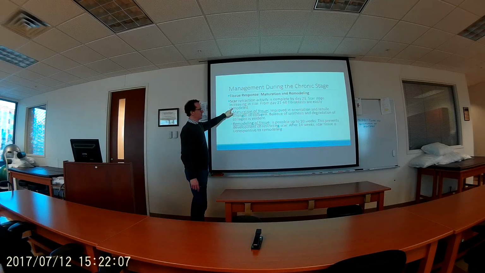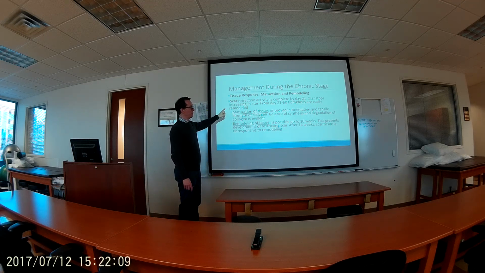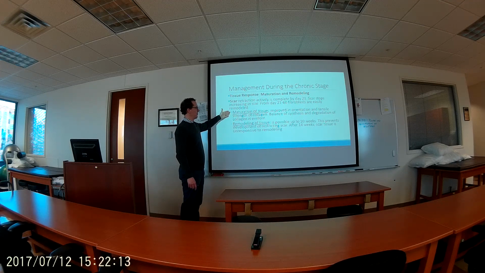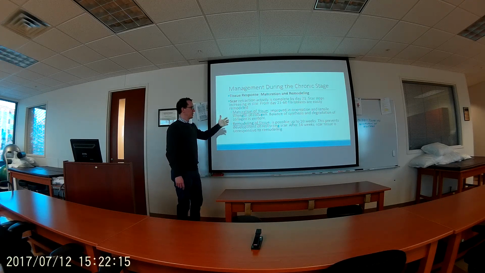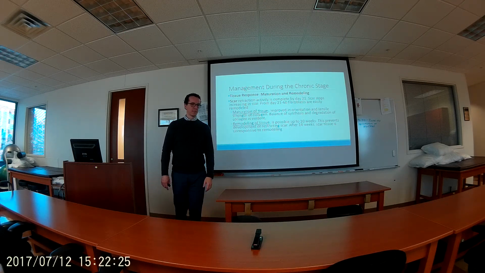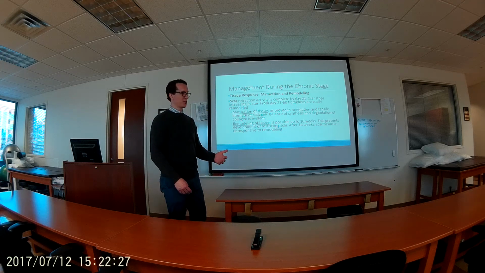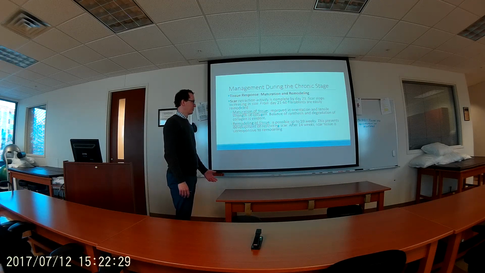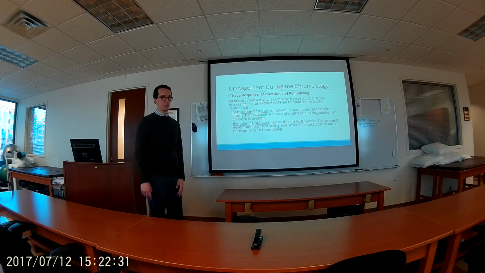But in that 3-week to 3-month window, fibroblasts are usually remodeled. You have maturation of tissue. This is improved orientation and tensile strength of collagen. There's a balance of synthesis and degradation of collagen. Remodeling of tissue can happen up to 10 weeks. This helps your body to prevent scar formation, generally speaking, and after 14 weeks, scar tissue is unresponsive to remodeling.